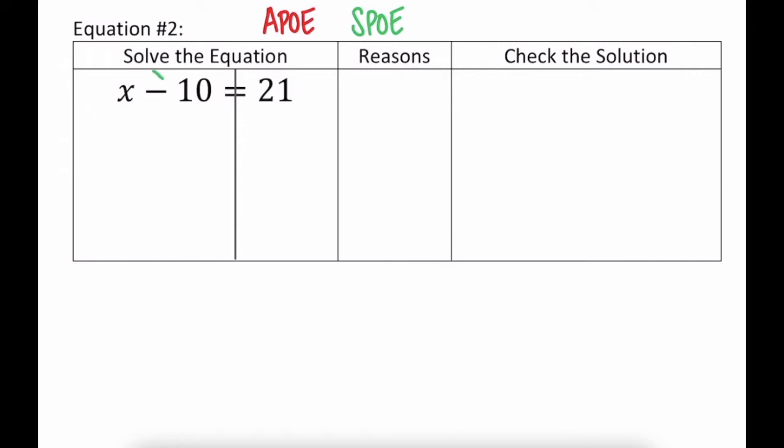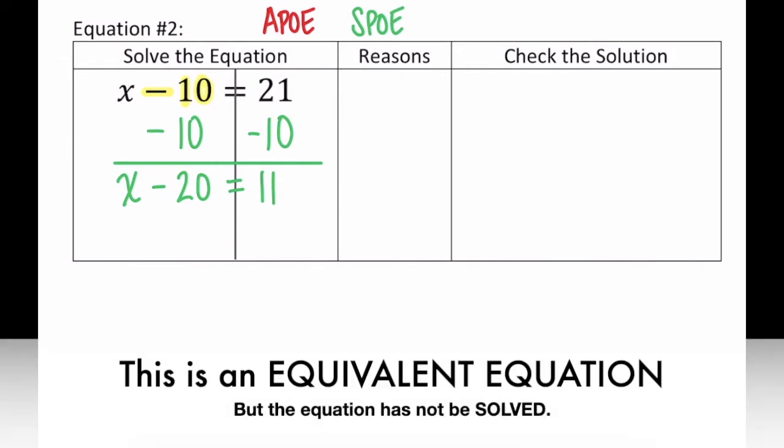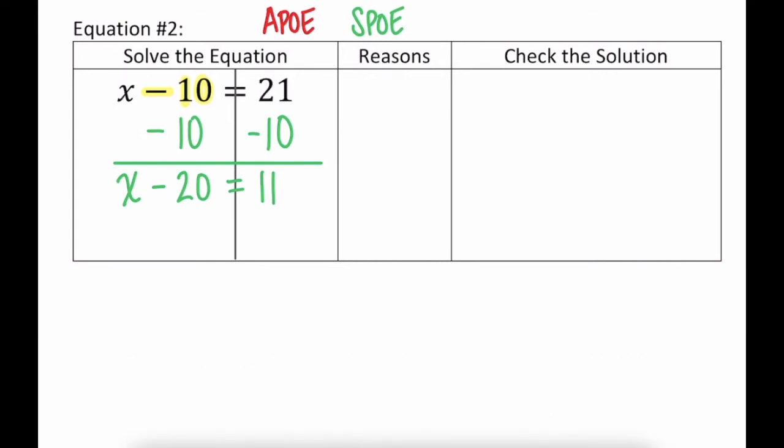Now, I see subtraction here, so I figure let's try subtraction first. What if I were to subtract 10 from both sides? Careful here. This is a negative 10 in that top equation. So when I go in to simplify, I have x minus 20 equals 11, because negative 10 minus 10 is negative 20. Now, I have an equivalent equation here. However, it's not a solved equation. So it doesn't appear SPOE was the correct property to use.